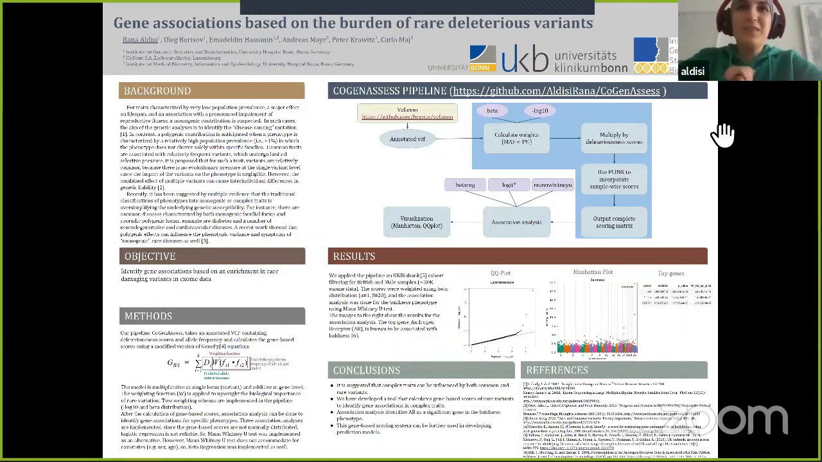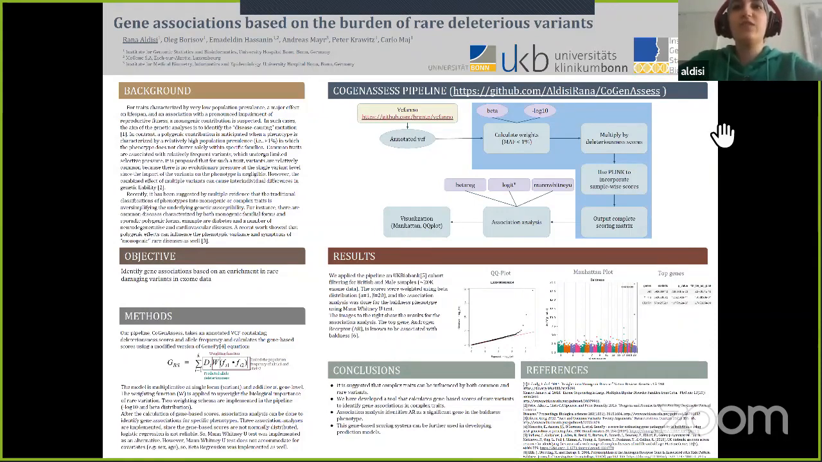should be fine. So, like I said, my poster is Gene Associations Based on the Burden of Rare Deleterious Variants. We all know there are two usual modes of inheritance. We have either monogenic contribution, where these traits are characterized by low population prevalence, and in these cases we usually look for disease-causing mutations. On the other hand, there is the polygenic contribution, in which the phenotype is characterized by high population prevalence, and usually these are common traits that don't have one specific gene that contributes to the trait.